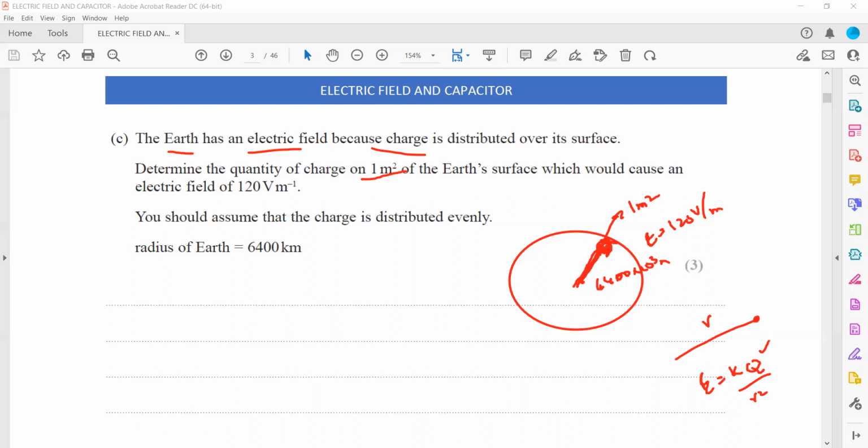Then after getting this charge, we need the charge on a unit area. So how to work out the area? We use the area of the sphere, 4πr², where r is the radius, because it is a sphere. After getting the charge divided by area, we'll get the final answer.